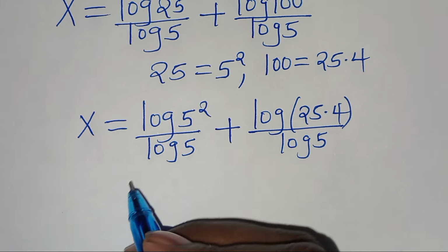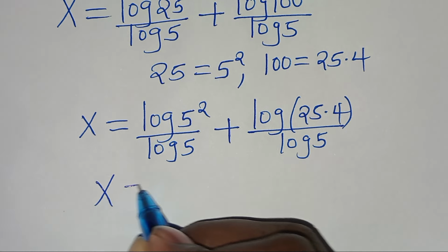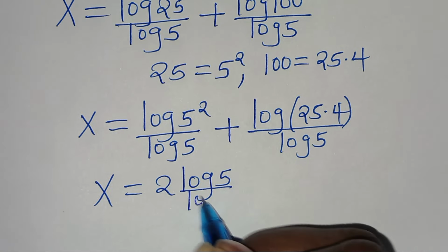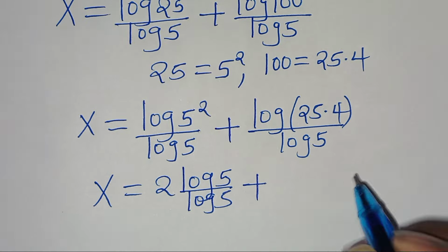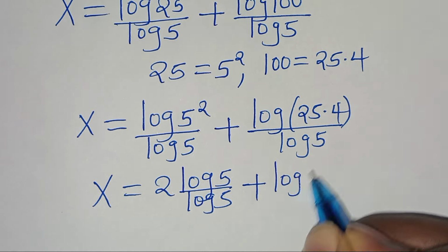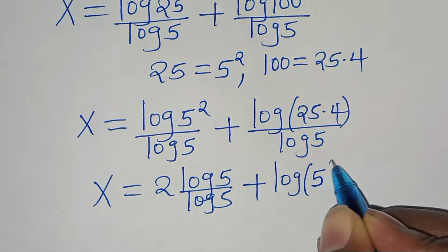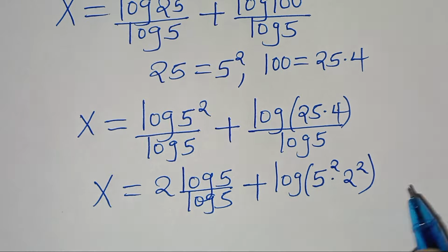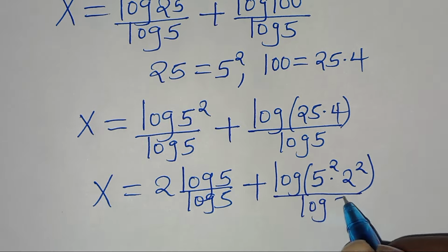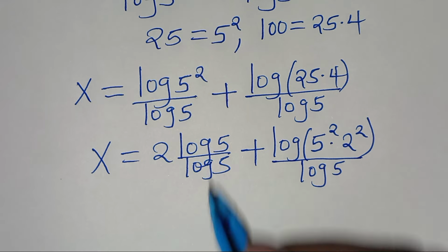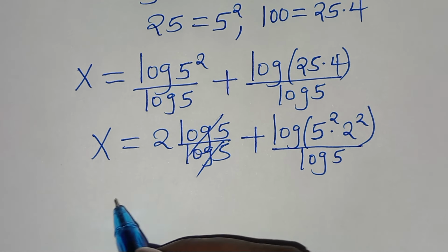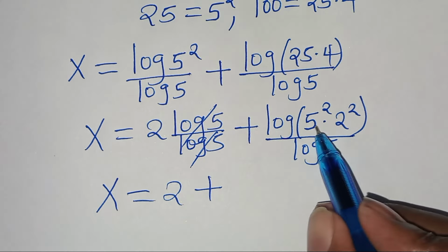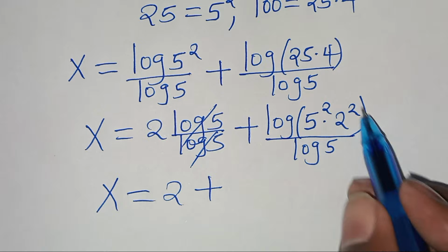So here we can apply the power rule property, so that now x is the same thing as 2 log 5 divided by log 5, plus, here we have log 25 is the same thing as 5 to the power of 2, then times 4, which is 2 to the power of 2, divided by log 5. So log 5 and log 5 here simplify, so that now x is equal to 2 plus log 5 to the power of 2 times 2 to the power of 2.